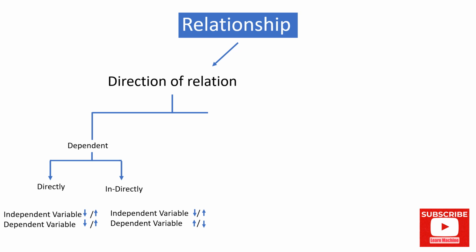The second case can be an indirect relationship, in which if the independent variable is decreasing, the dependent variable will increase. It will behave opposite to the independent variable. If the independent variable is increasing, the dependent variable will decrease. For example, if I say suppose city, if I am going to a lower tier of city, suppose a tier 3 city, in that city there won't be much facility, so my salary will be low.